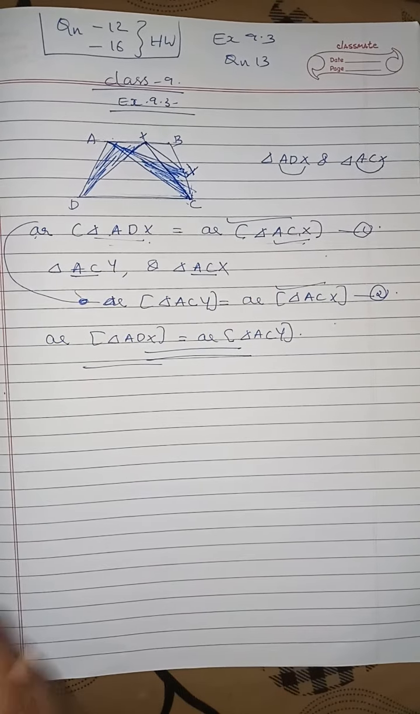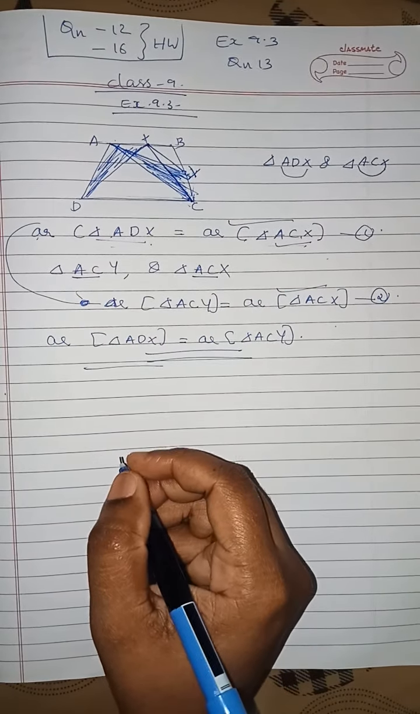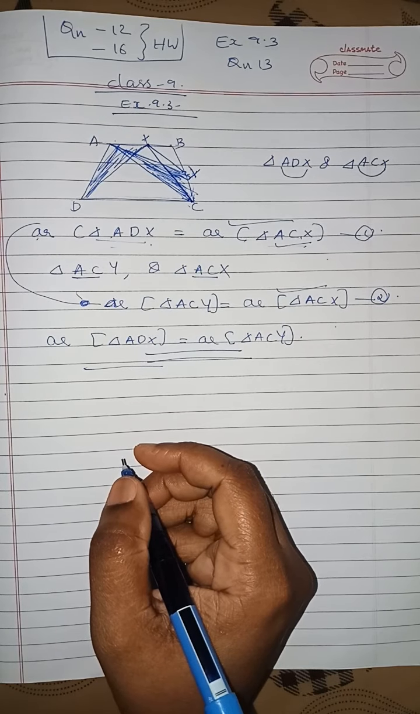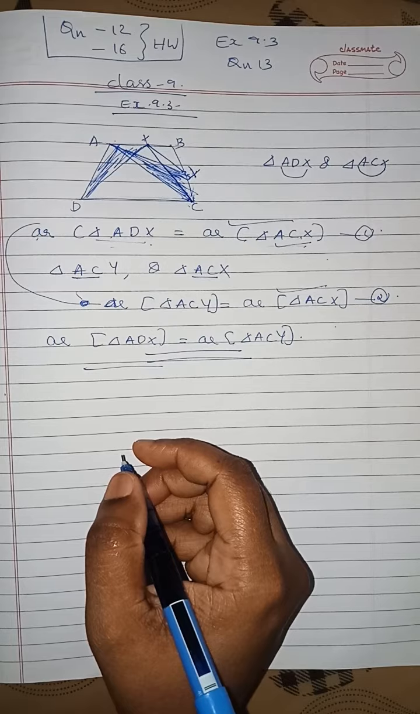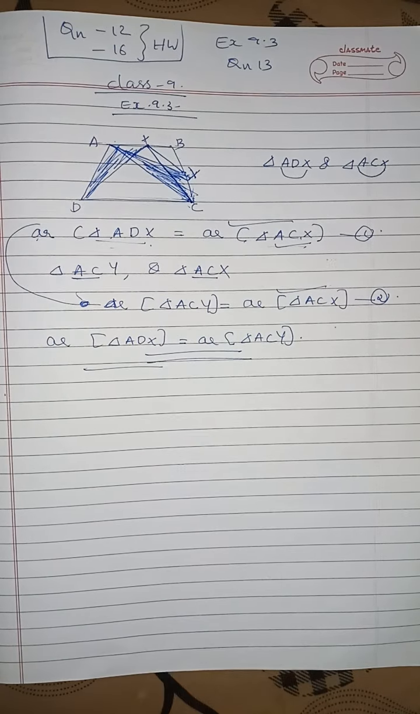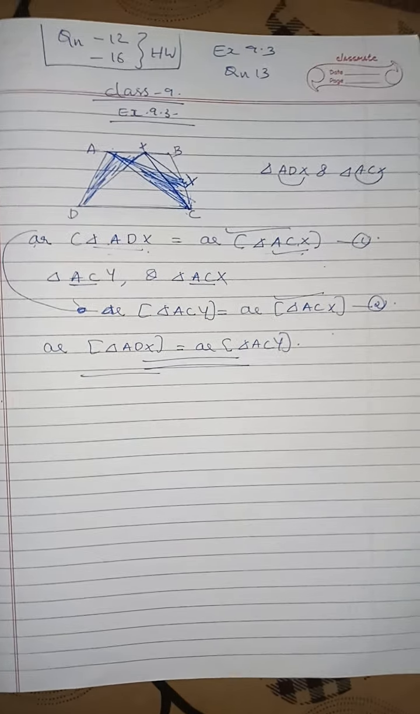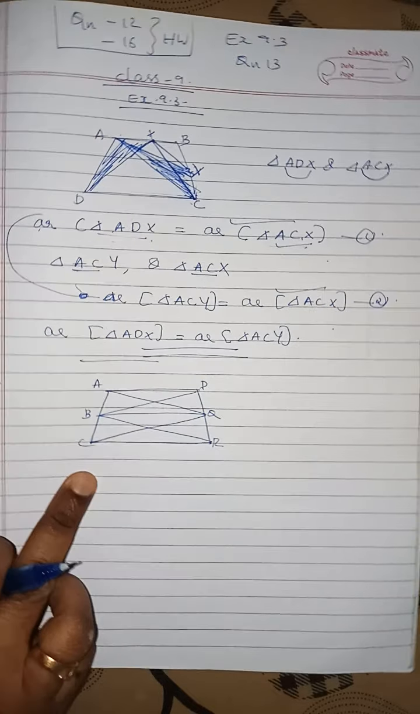Next question, question number 14. In the given figure, AP is parallel to BQ is parallel to CR. Prove that area of AQC is equal to area of PBR. Let me draw the figure first. So this is the required figure.